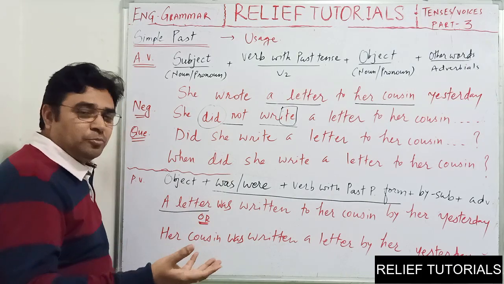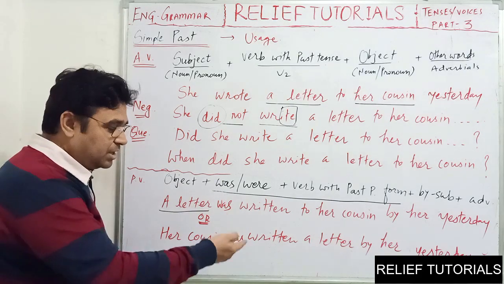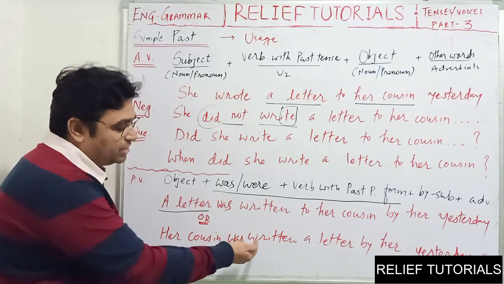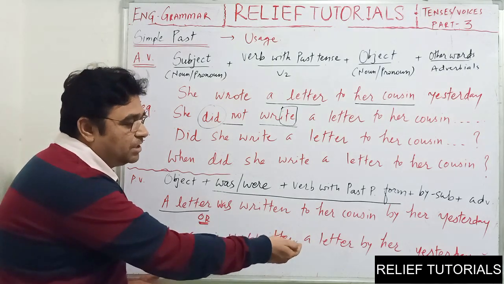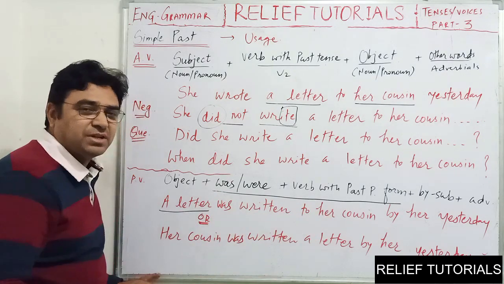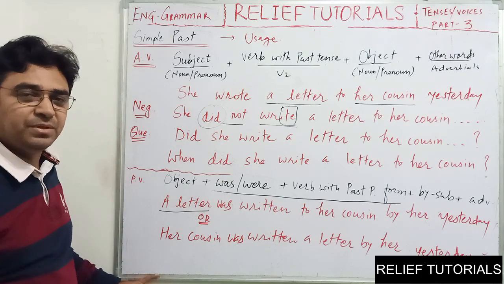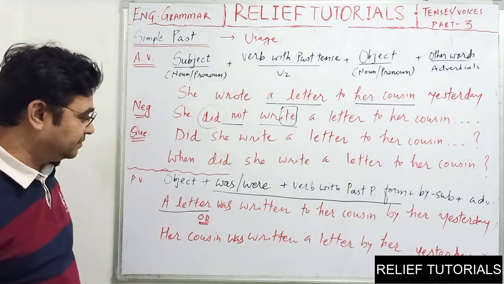Or you can take another object, that is her cousin, again singular: her cousin was written a letter by her yesterday. Translation is the same thing, same as it is.